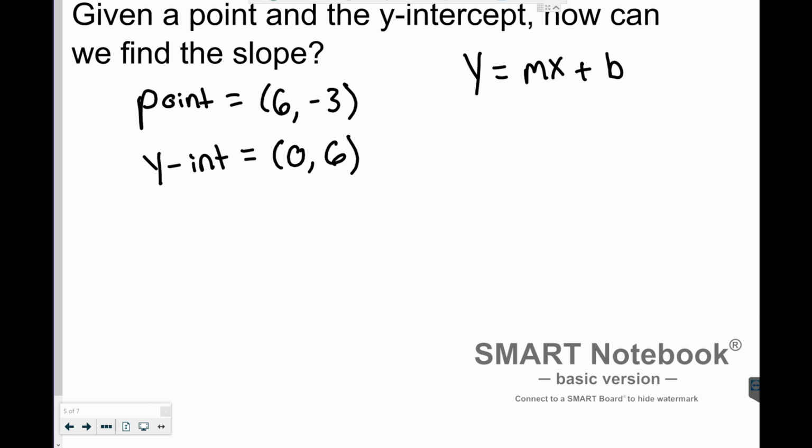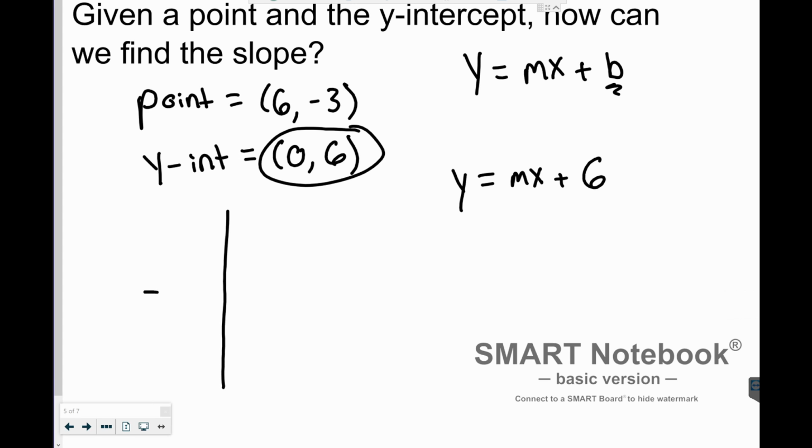So let's think about what we have. We know our y-intercept, our b value in this case, is just 6 because of this right here. So y equals mx plus 6. Now we just need to replace that m with our slope. So let's look at the difference here. We have a point at 0, 6. Maybe it would help to draw a graph. We have a point at 0, 6 up here. And we have another point at 6, negative 3. We have another point down here.